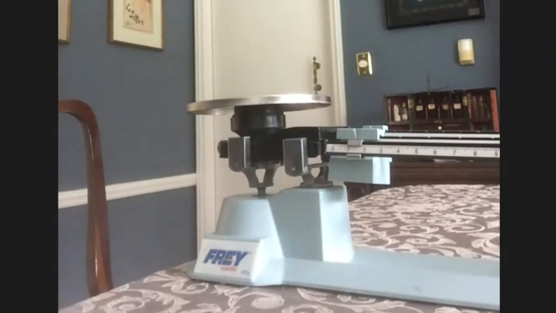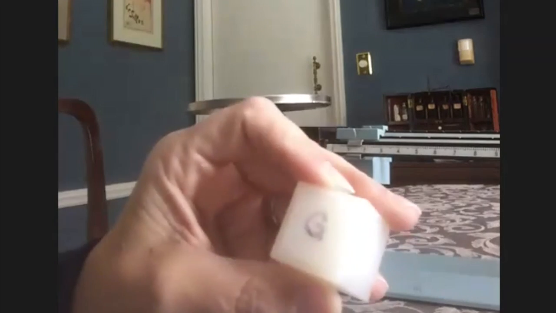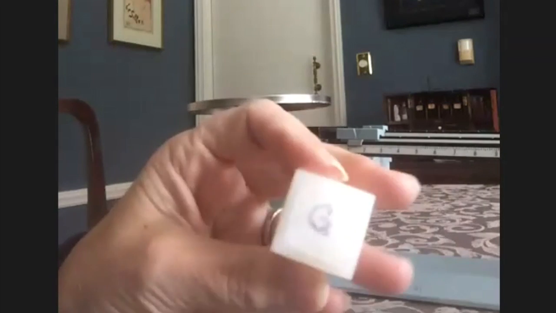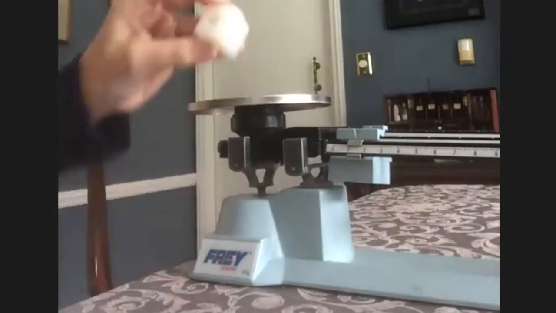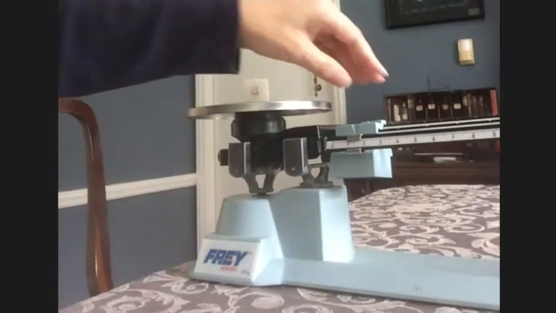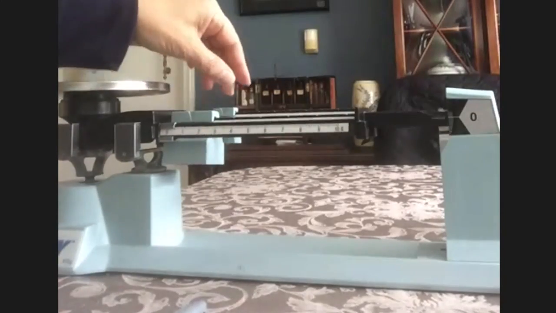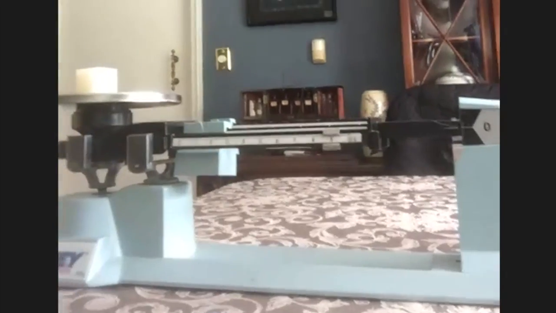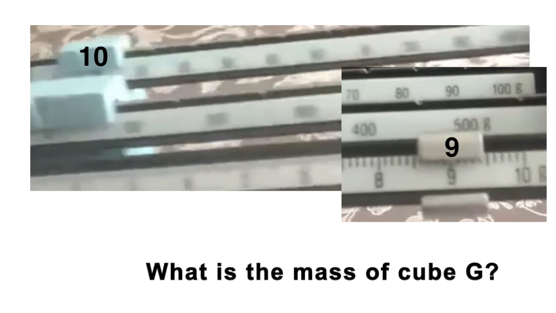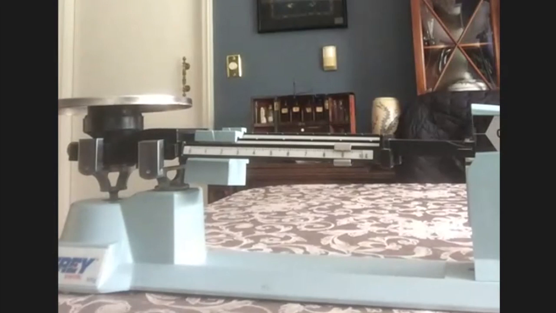Next up, we have another plasticky one. Feels pretty light. This is cube G. And last one is H. It's another wooden one.